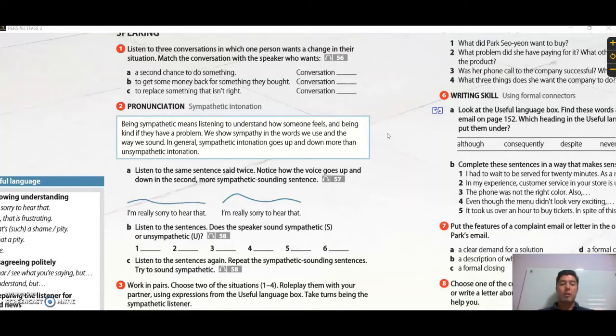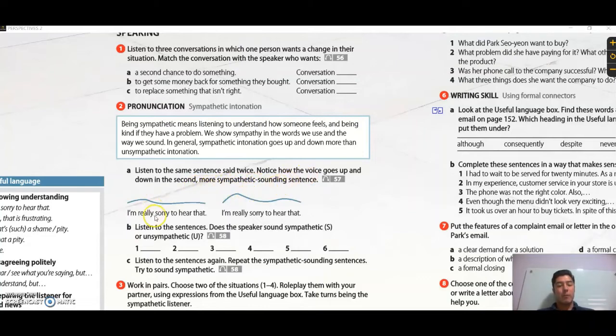In general, sympathetic intonation goes up and down more than unsympathetic intonation. This means, guys, that we show sympathy, or we show that we understand somebody, by the intonation or the way we speak. So, for example, in exercise A, listen to the same sentence said twice. Notice how the voice goes up and down in the second, more sympathetic sounding sentence.